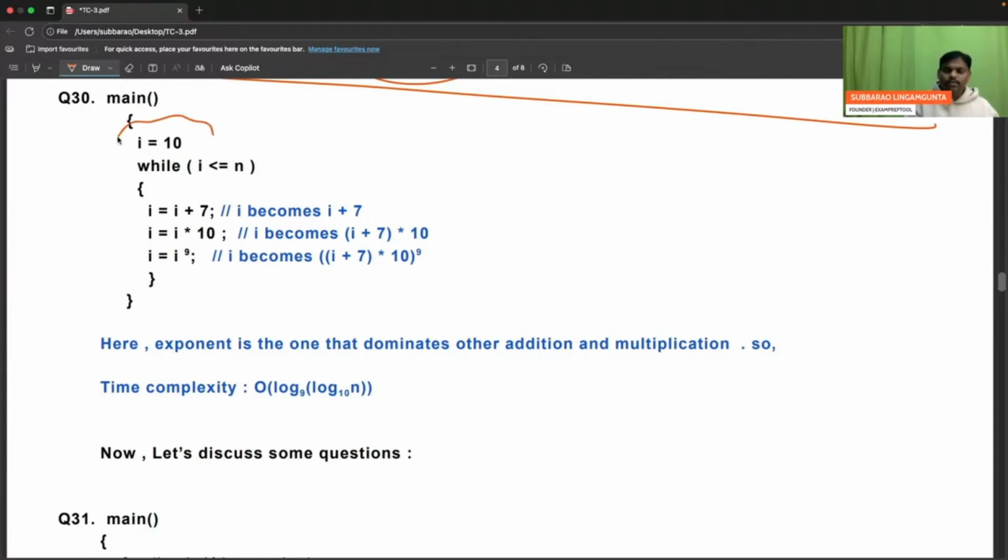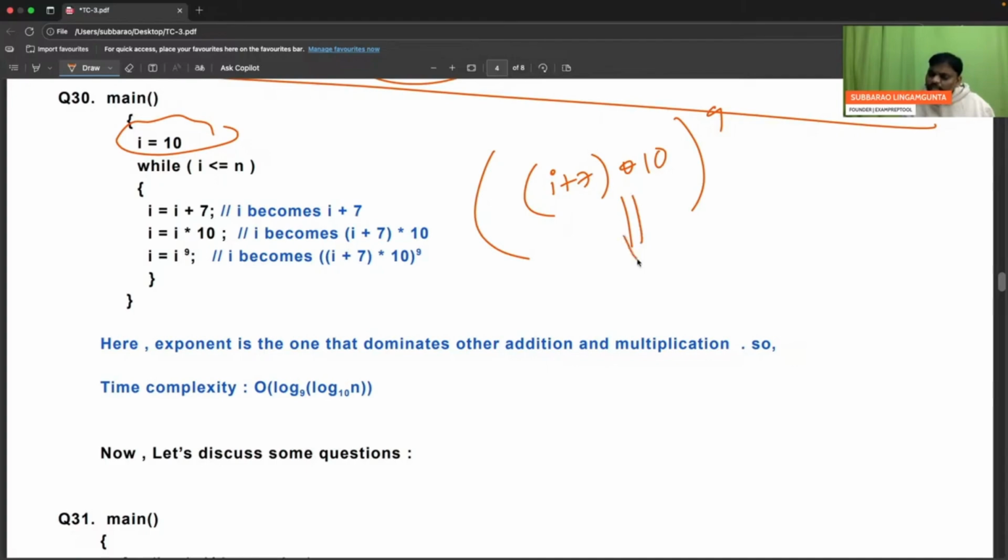Already started with a small value, so inside it should increase. Let's see what he is doing. I plus 7 first, increasing. Next, whatever you have, into 10. Further, whatever you have, into 10. Next, whatever you have, whole power 9. Calculating this much big number is going to be a little difficult. So instead of taking all, the best thing is to neglect the small things. Comparing plus and multiplication, power is increasing faster. So don't think much, it became I power 9 only.